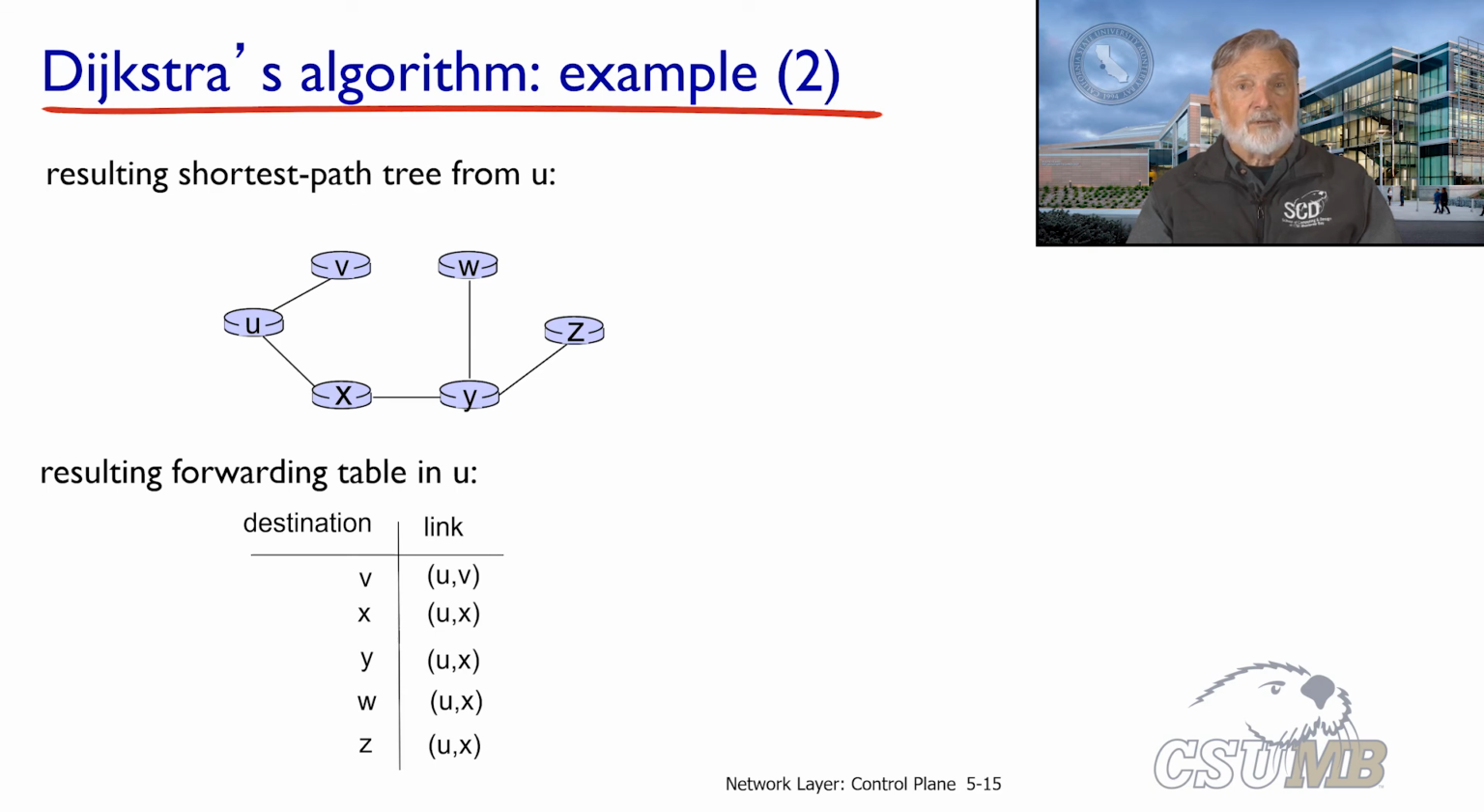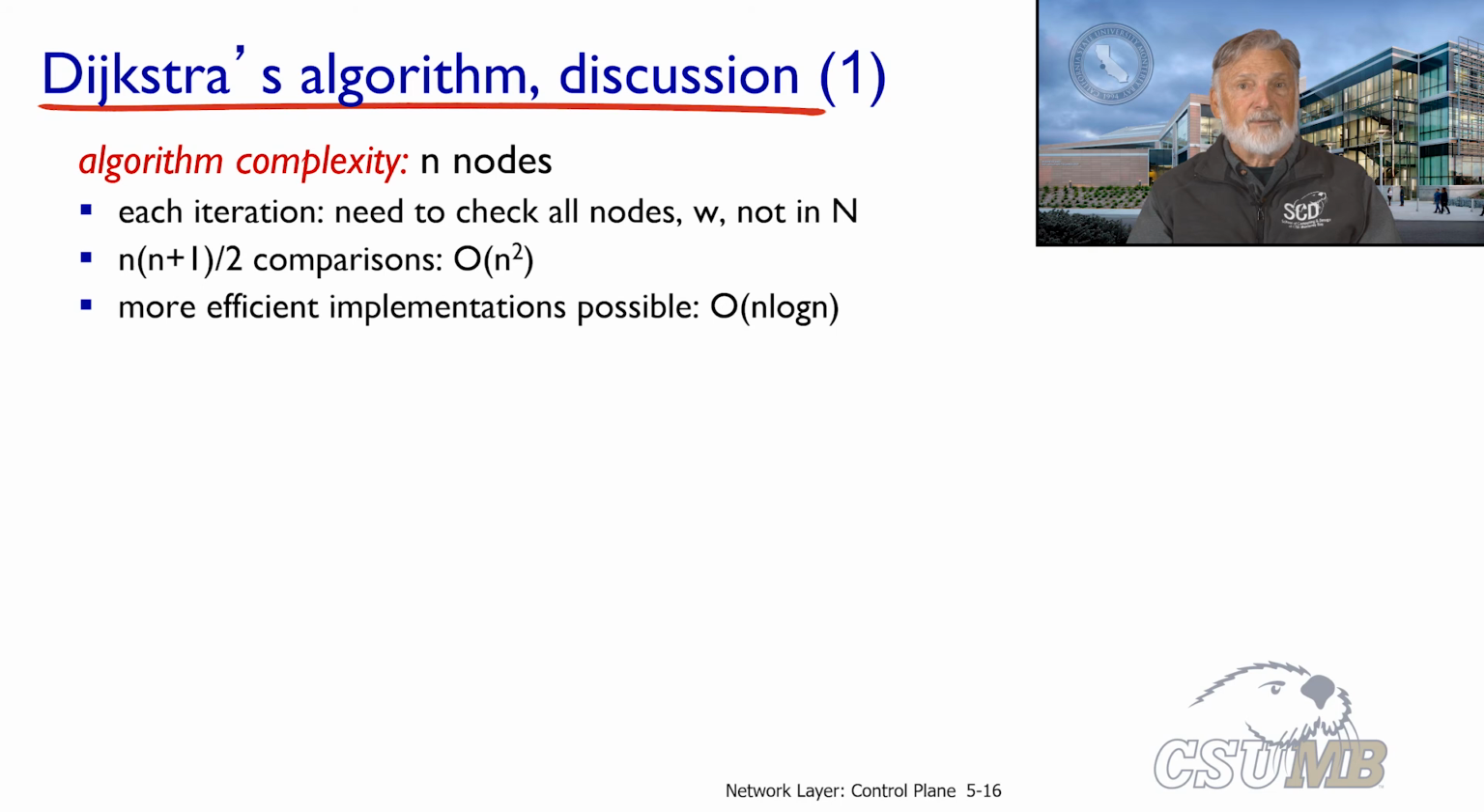In Dijkstra's, all nodes that are not yet in the set of examined nodes must be checked. That requires n times n plus 1 over 2 comparisons, which means that the complexity of the algorithm is O of n squared, where n is the number of nodes. Now this can be reduced to O of n log n by using a binary heap.